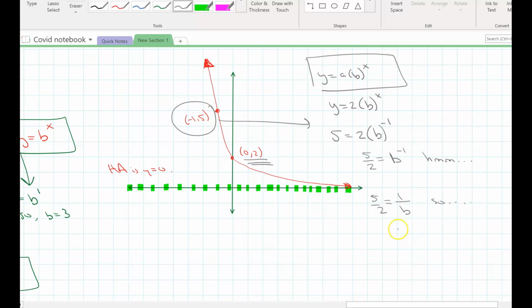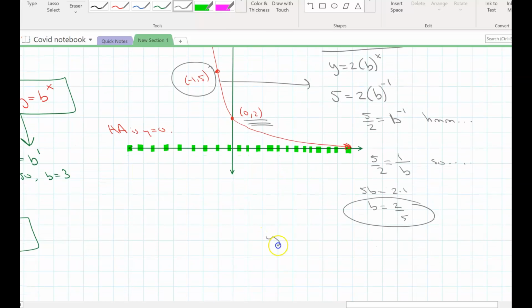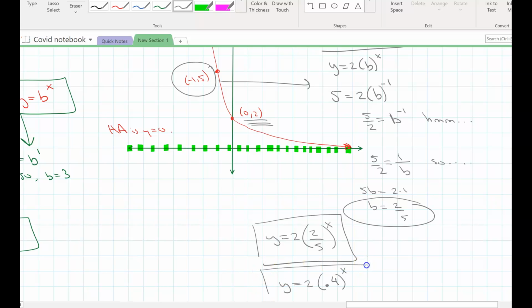Many of you will probably say cross multiply. I'm just going to do the steps out. Why not? Look what I found. I just found b equals 2/5. So we have just found the equation of this exponential decay function. It's perfectly fine to leave the base as 2 over 5. Maybe some of you are wondering, well, 2 over 5, can I write that as a decimal? Sure you can. 2 over 5 is equal to 0.4 to the x.